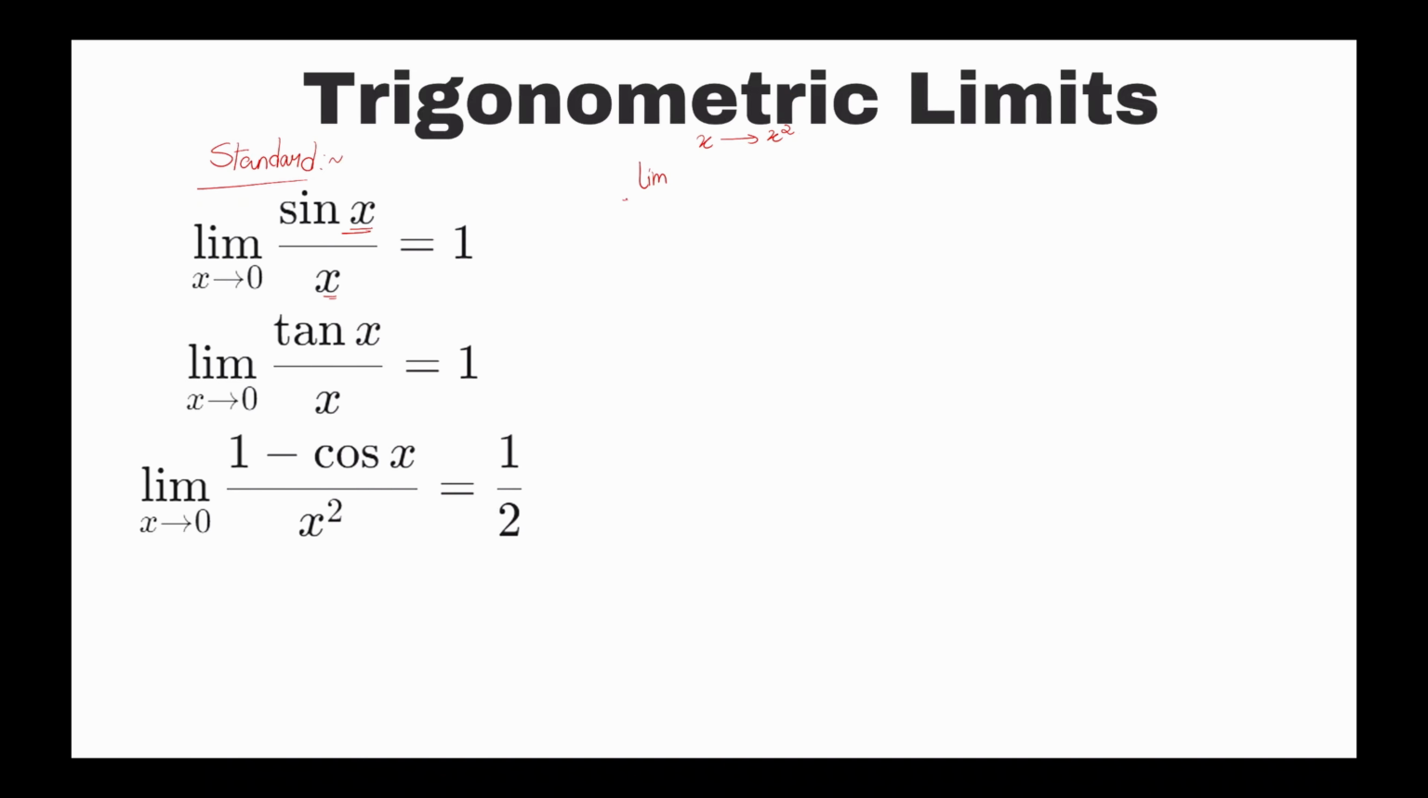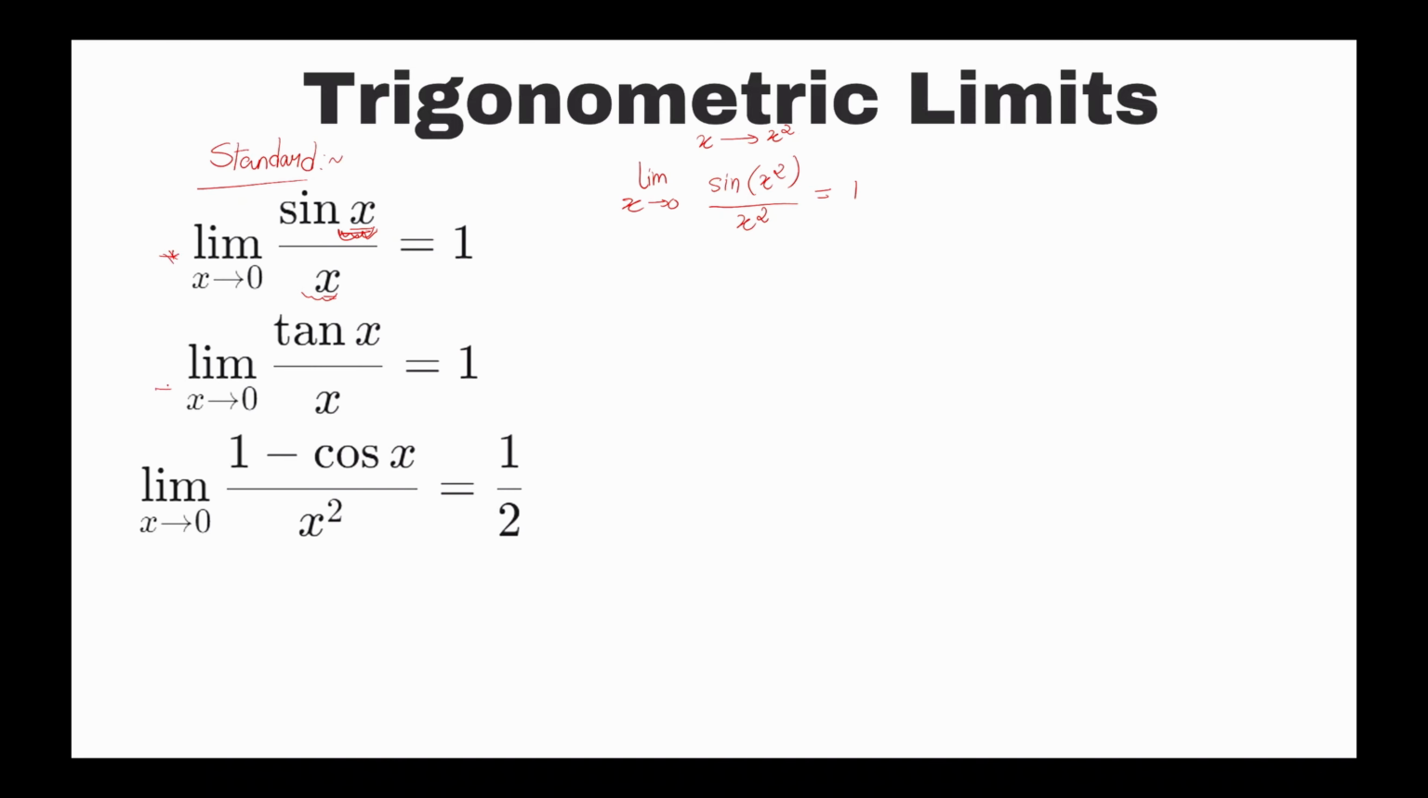So this would become limit x tending to 0. Let's say if I have sine of x square. Below also I would have to put x square, then this would become 1. So it is basically sine of something. This is not x. This is sine of something upon something would give us 1. So keep this thing in mind.